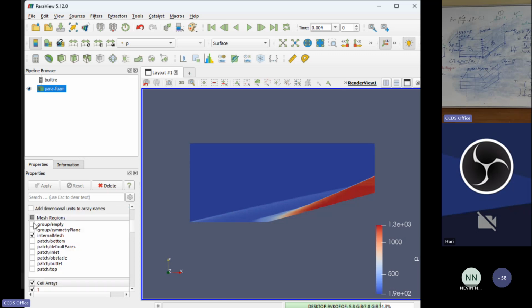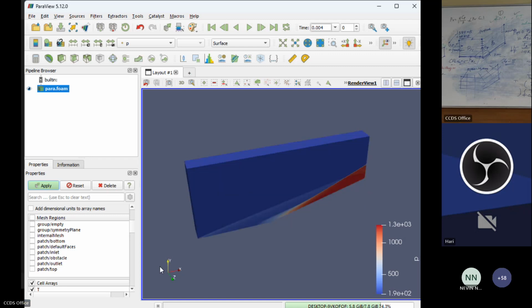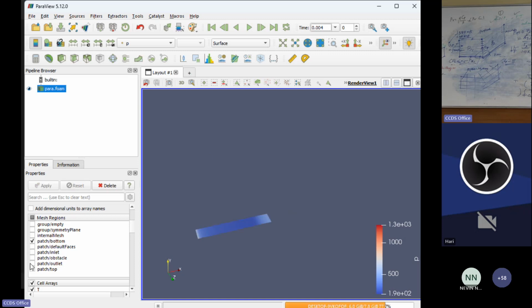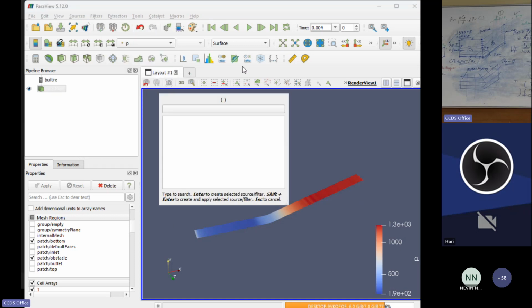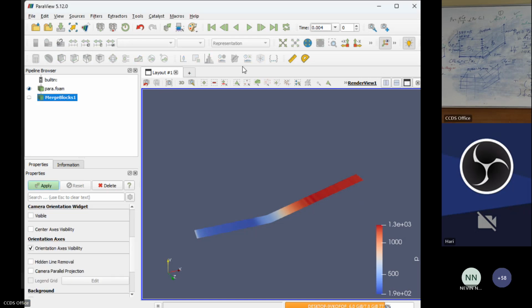First, you need to switch off every patch that is there. Since this is the wall pressure distribution, you need to switch on just the wall, which is the bottom patch, and the obstacle patch. This is the wall that I've created using the block method, right? Then search for a filter named merge blocks. You need to do it because we need to find the distribution over this whole surface.